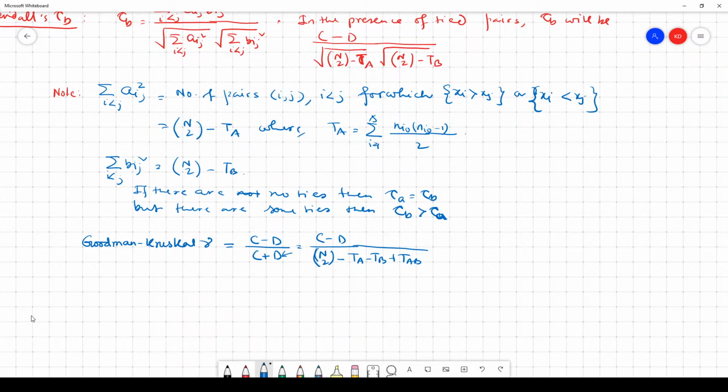It is important to note that this gamma, tau A, tau B all attain plus or minus 1 if all the observations are in the cells along the longest diagonal of the table, or principal diagonal of the table.